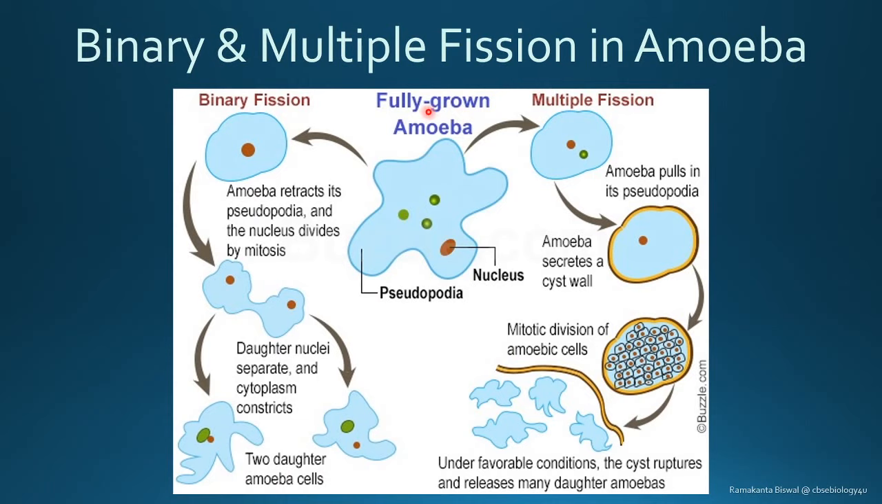Now again, as somebody was asking regarding the fission process in amoeba, there is both binary and multiple fission in amoeba. When a fully grown amoeba is in a typical process, it retracts its pseudopodia and the nucleus divides by mitosis, the daughter nuclei separate and the cytoplasm constricts, and two amoeba cells are formed. That is when the organism is in a typical process.